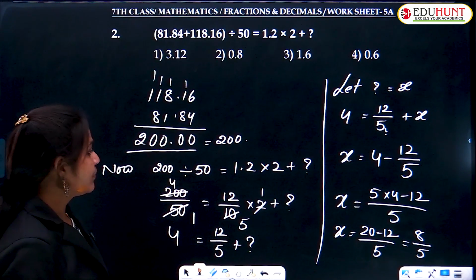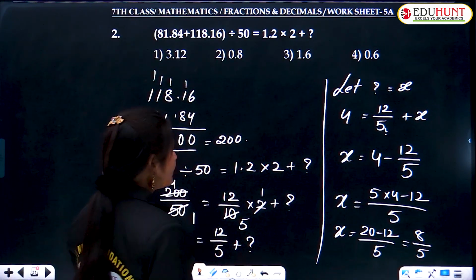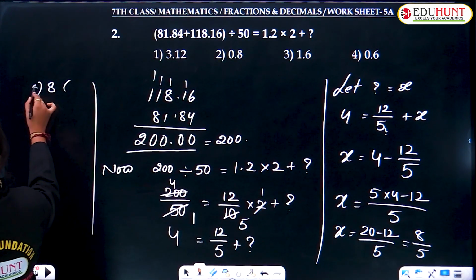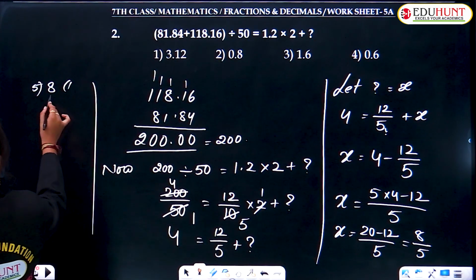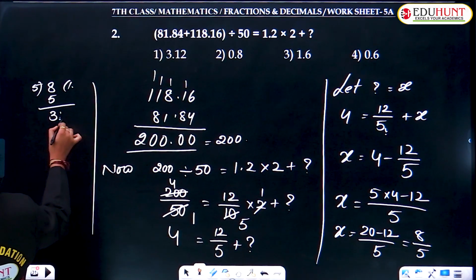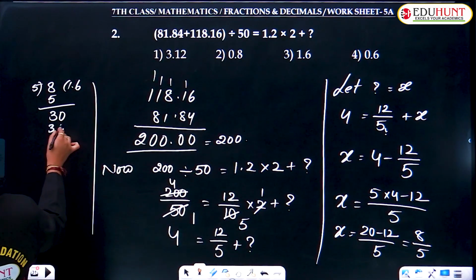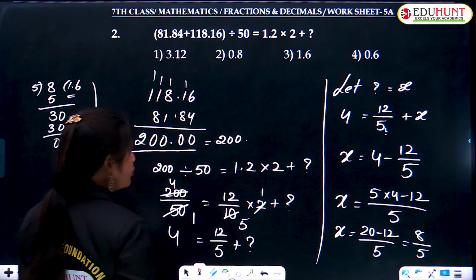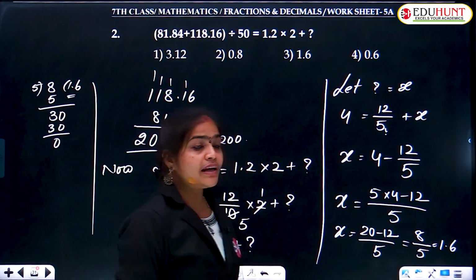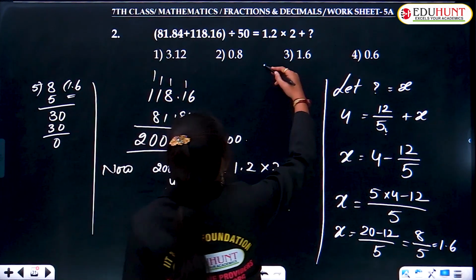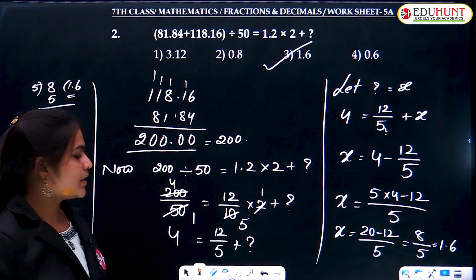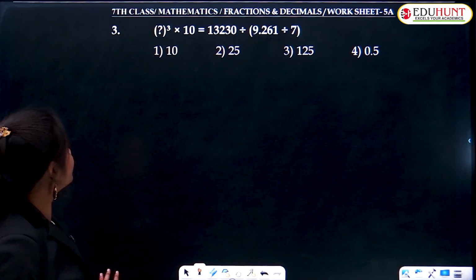8 by 5 means it's a decimal value. 8 divided by 5. 5 ones are 5. And here 3, then 0. 5 sixes are 30. Finally, what is the quotient here? 1.6. Where do we have that option? Yes, here it is option 3. 1.6. Understood? Yes. Let us see the next third question.